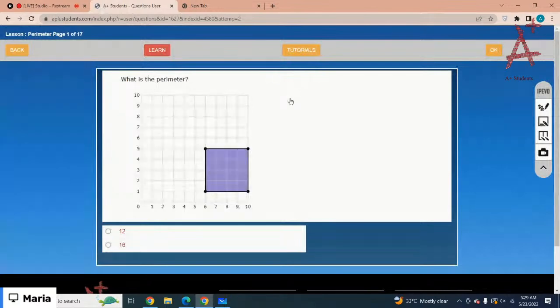Okay, what is the parameter? First, you have to calculate the side lengths of the colored shape. You can use either coordinates, or you can count 1, 2, 3, 4. You can calculate like this. So the length of every side is 4. Got it? So you just have to add 4 plus 4 plus 4 plus 4. So the correct option is 16.